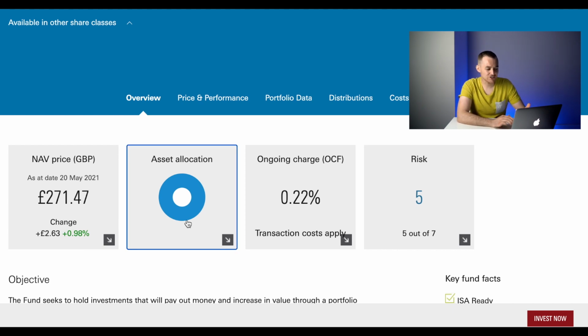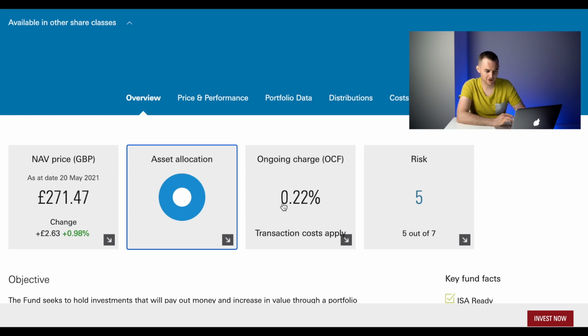The asset allocation is not given, unlike the usual information that Vanguard's website shows us. We're going to go through why that is in just a second. Next up, we're going to see the ongoing charge. The ongoing charge, also known as OCF, is 0.22%. So this is a fairly low cost fund.